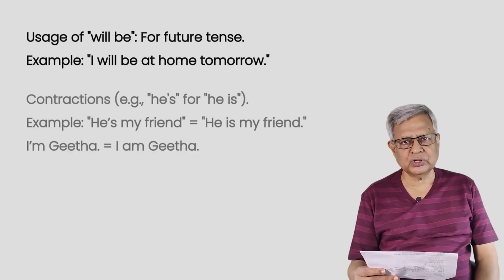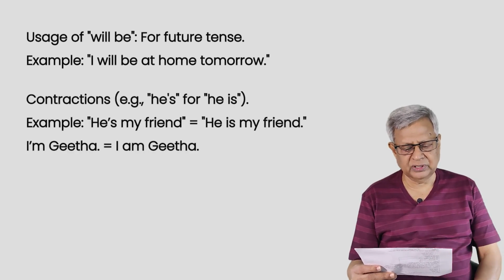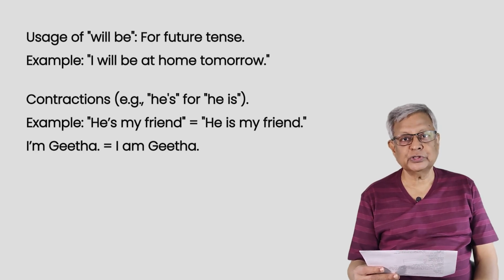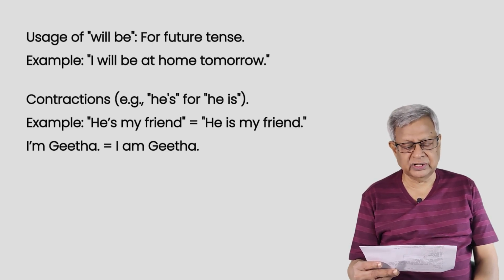Secondly, I also want to tell about the contractions. Contraction means shortening. So for example, he is my friend. In spoken English, we don't say he is my friend in full. We'll simply say he's my friend. The is is contracted.